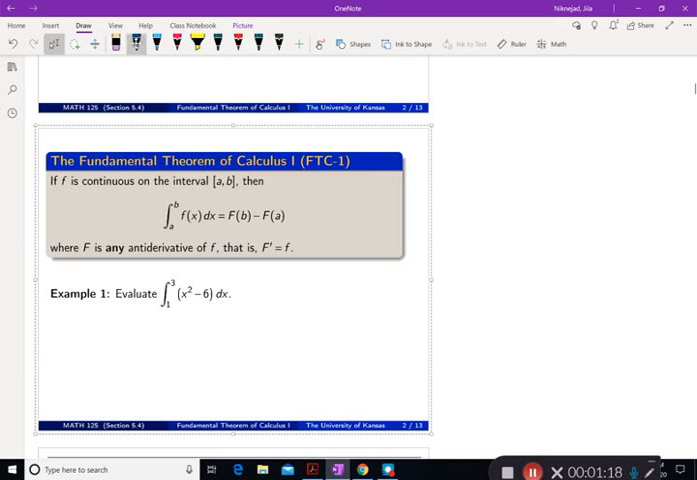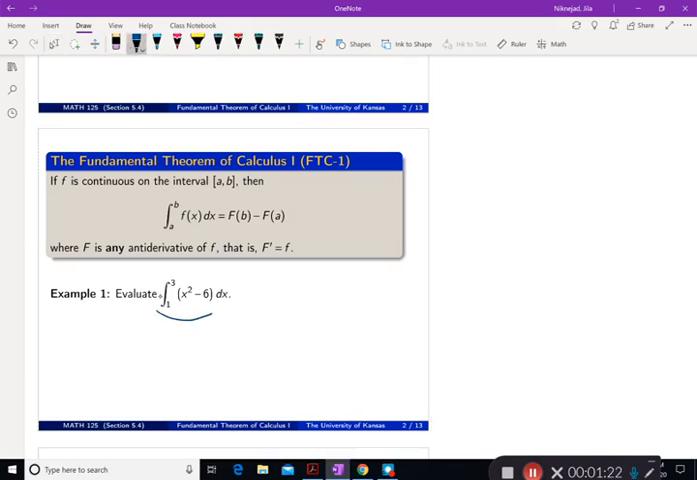Now let's relate this antiderivative: the definite integral from 1 to 3 of x squared minus 6 dx. And so how does this work? First, you take the antiderivative instead of approximating the area, then you plug in the limits. Taking the antiderivative gives me x to the power 3 divided by 3 minus 6x.